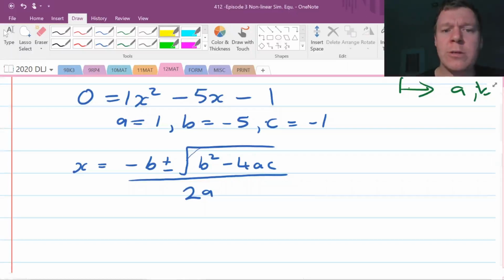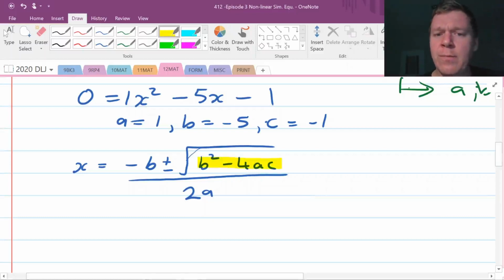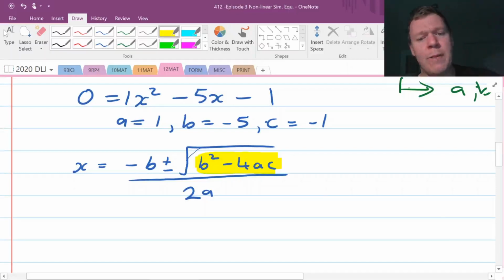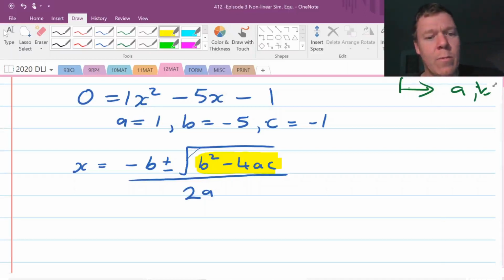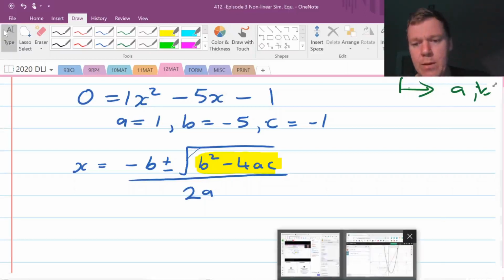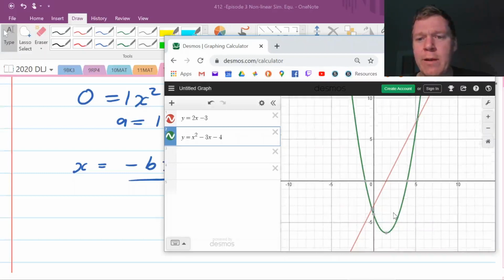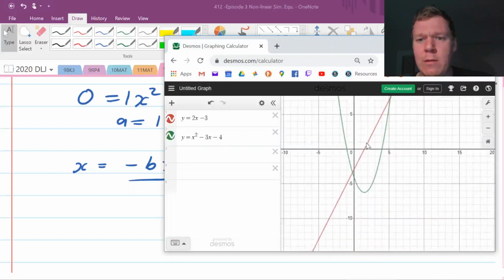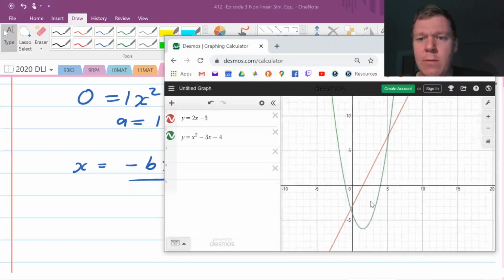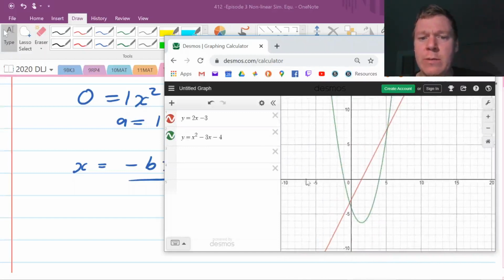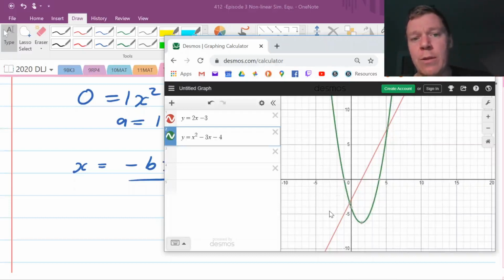One thing I just wanted you to note is this bit underneath the square root. That bit is called the discriminant. If we went back to our graph, we know that there's going to be a solution to this one because we've got intersection points here, so we're going to have a positive value as our discriminant.